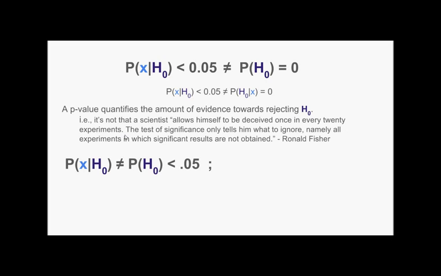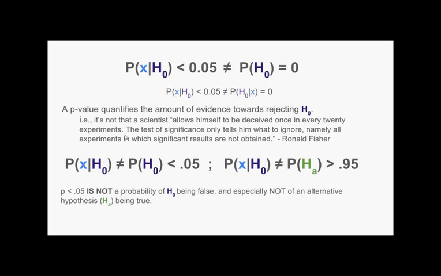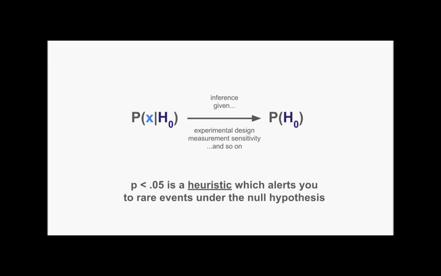Also, I'm just going to note that p of x given h naught is not equivalent to p of h naught at all. And some people think that, if the p-value is less than 0.05, the probability of the null hypothesis is also less than 0.05. Not quite true. And alternatively, you can't flip that around and also say, because you have a low p-value, the alternative hypothesis is really likely, or it's greater than 0.95. Those are not transitive either. So p less than 0.05 is not a probability of h naught being false, and especially not of an alternative hypothesis being true. So how should you actually interpret it?